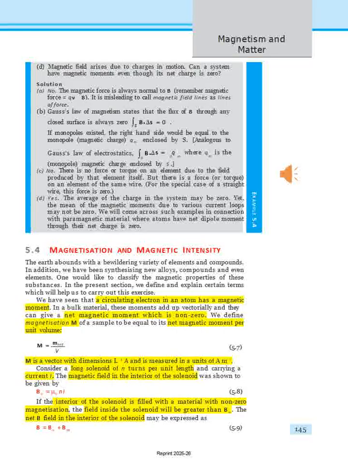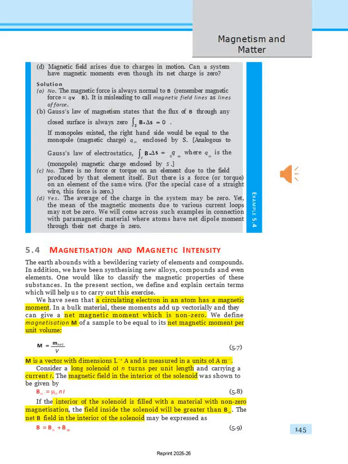Magnetization and magnetic intensity. The Earth abounds with a bewildering variety of elements and compounds. In addition, we have been synthesizing new alloys, compounds and even elements. One would like to classify the magnetic properties of these substances. In the present section, we define and explain certain terms which will help us to carry out this exercise.